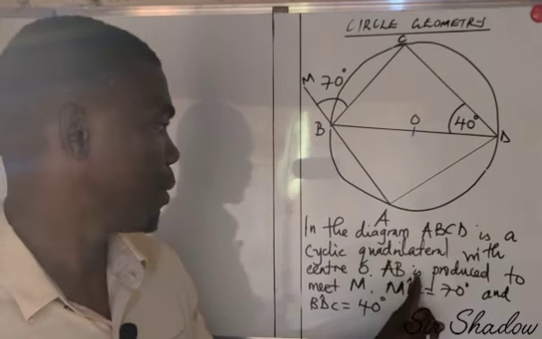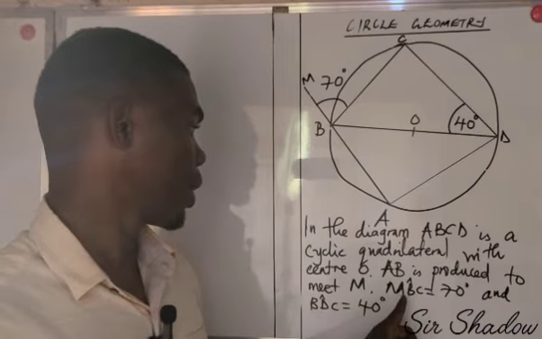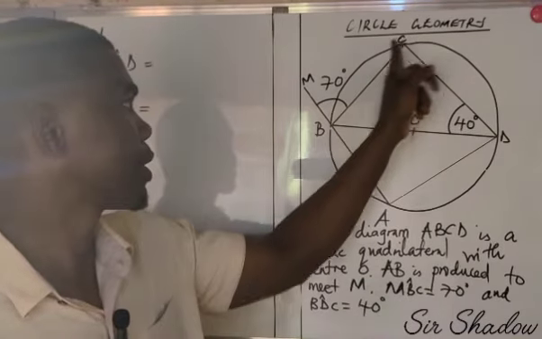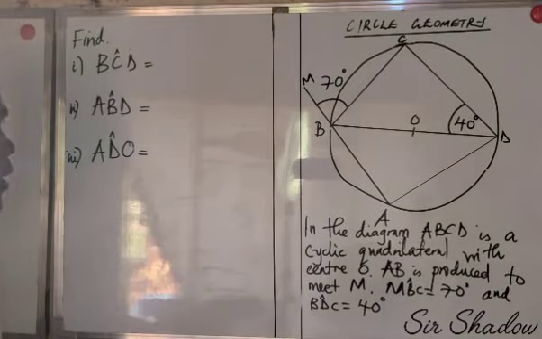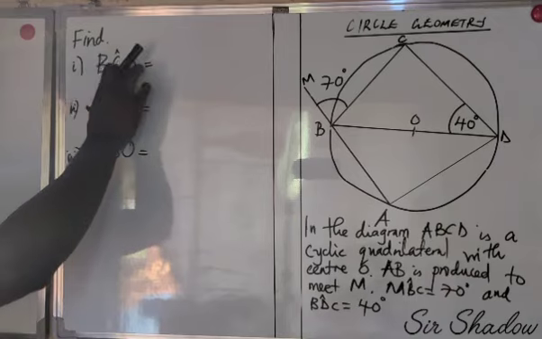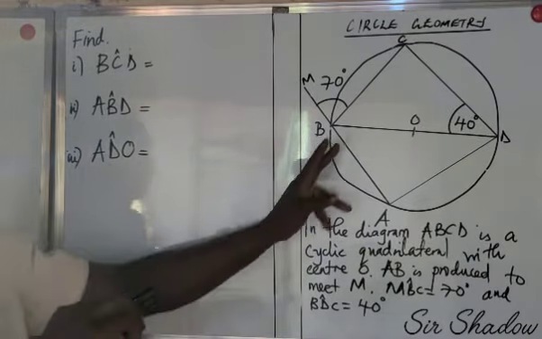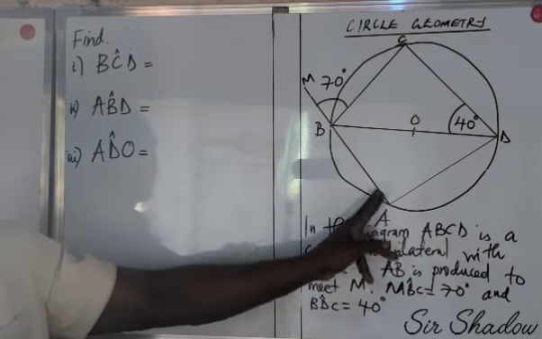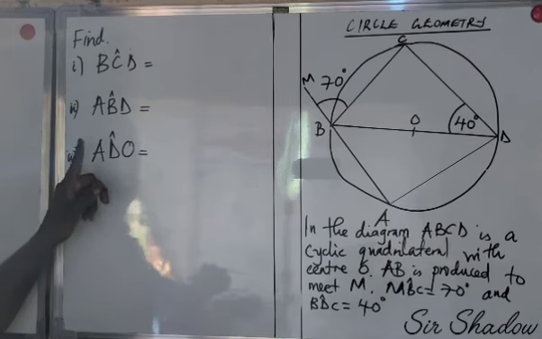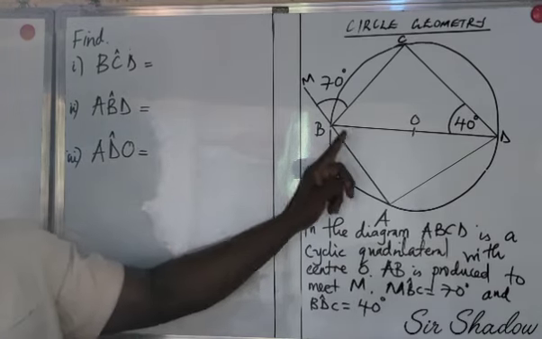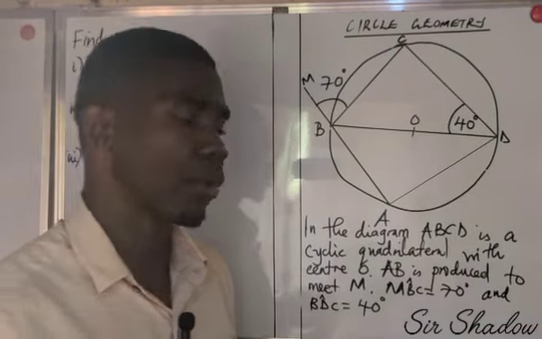Right? So AB is produced to meet M. We have AB is produced to meet M. We are given that angle MBC is 70 degrees and angle BDC is 40 degrees. We want to find angle BCD and also angle ABD. This angle is ABC, ABD, and the other angles here we have are ADO and so on. All right, so we want to explain concept by concept.